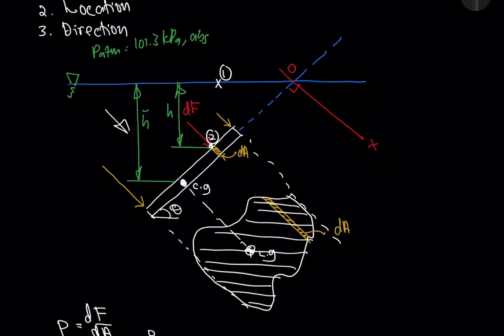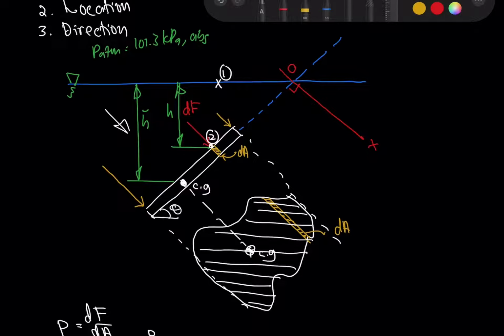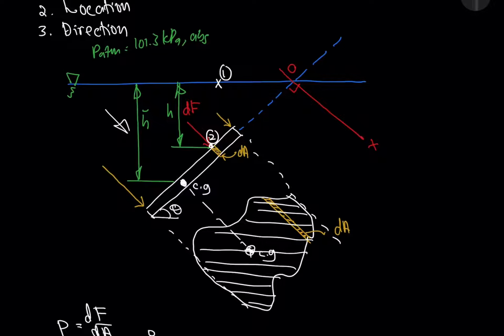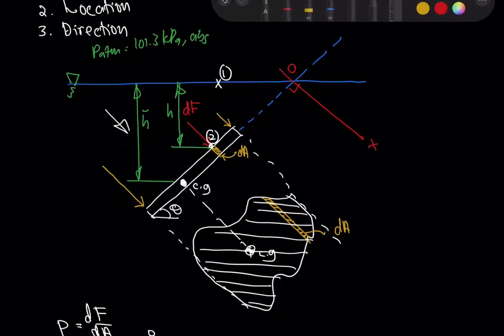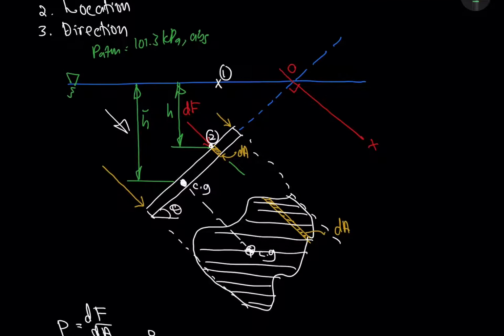So now since we have this new axis, we can say that the distance from the DA to our line OX here, we call it y. The distance from OX to the center of gravity, we call it y bar.